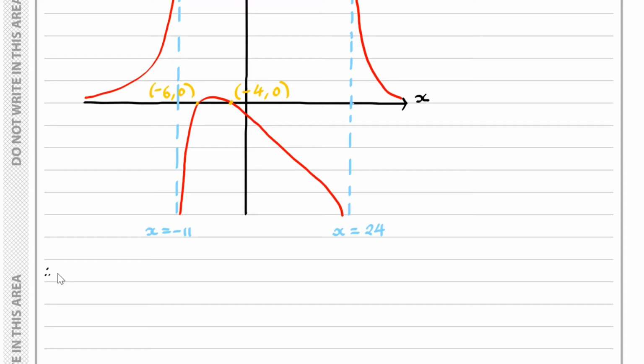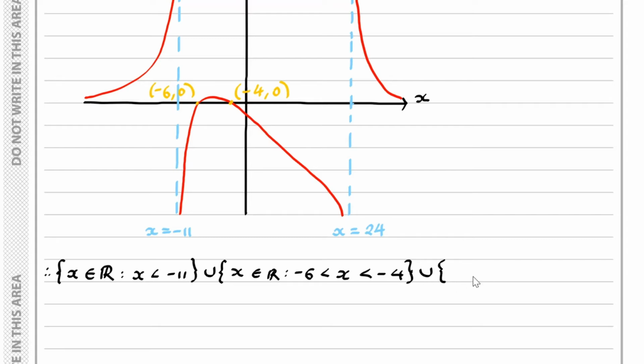So, in conclusion, we're looking for the set of real values where x is less than minus 11, or x satisfying a set of real numbers being in between minus 6 and minus 4, or x satisfying a set of real numbers where x is greater than 24. Okay, so that's our solution.